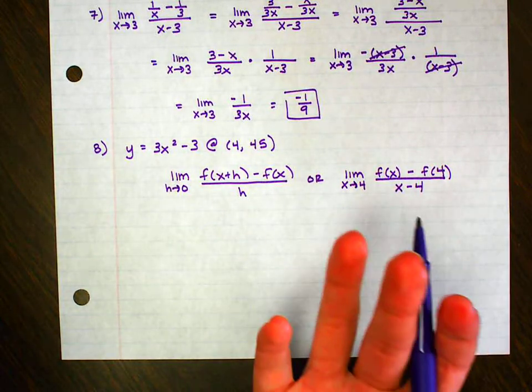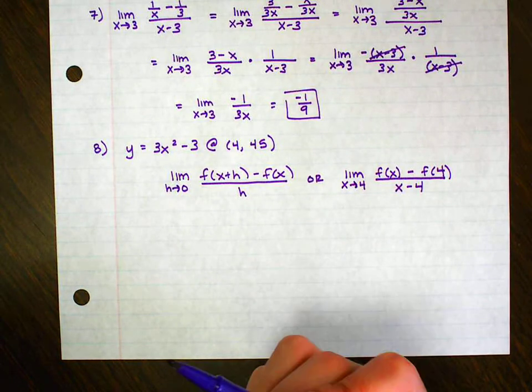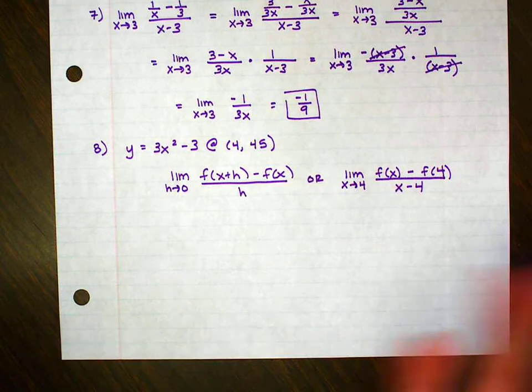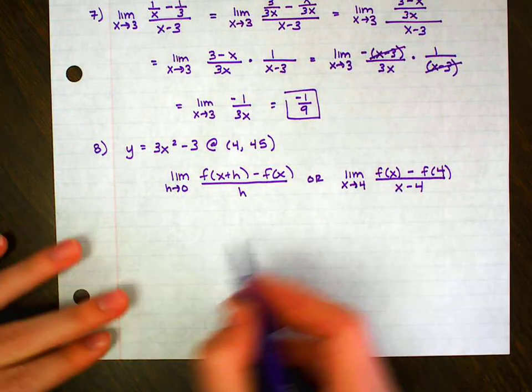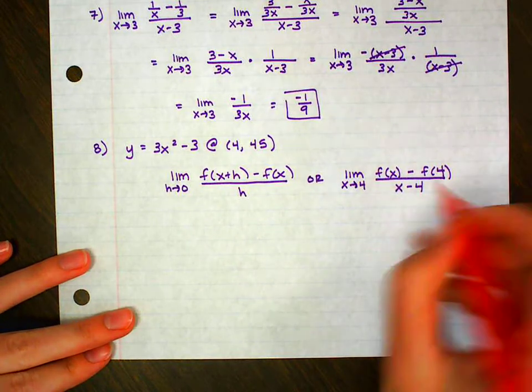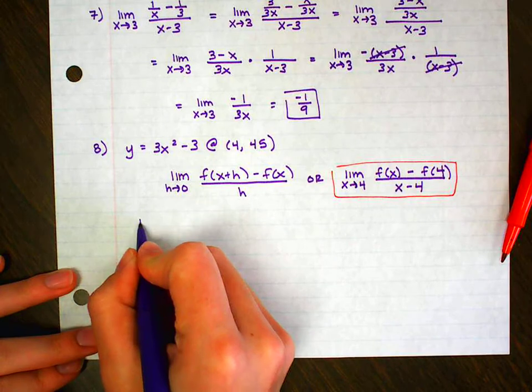Now, on this unit right now, I know a lot of you have learned how to use the power rule to take the derivative, but we're pretending at this point that you don't know how to do that. So the only way we can take the derivative is with the limit definition of the derivative. So I'm going to choose this one to use. So here I go.